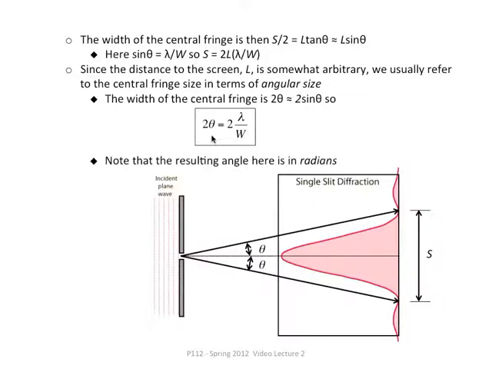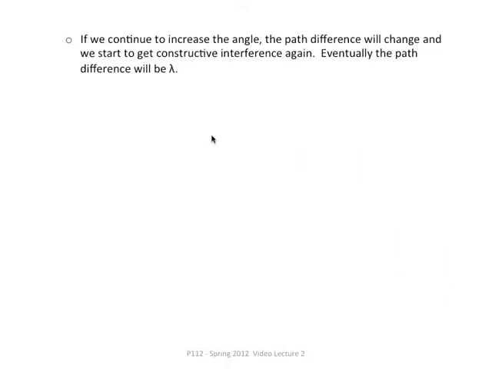And in this case, please note that the resulting angle, theta, is in units of radians, not in degrees. You'll need to keep that straight. Alright, so that is the first dark fringe.